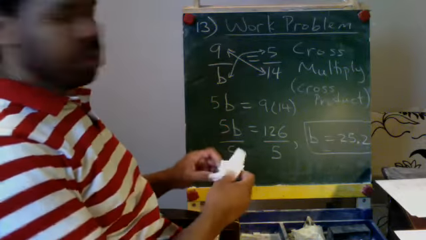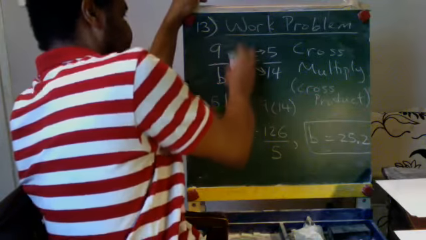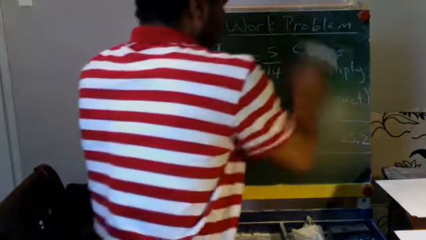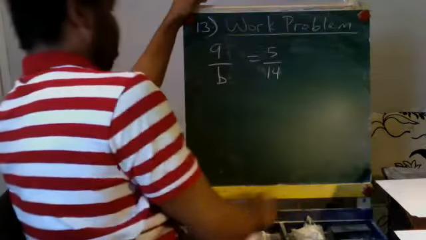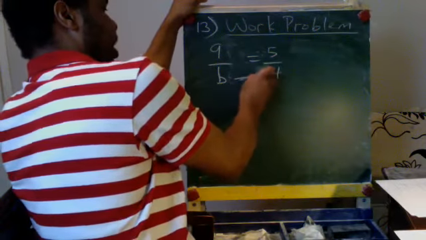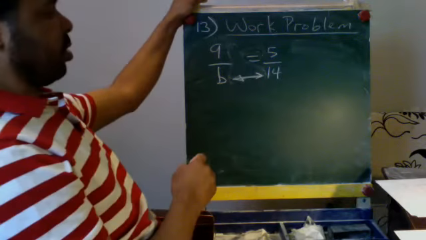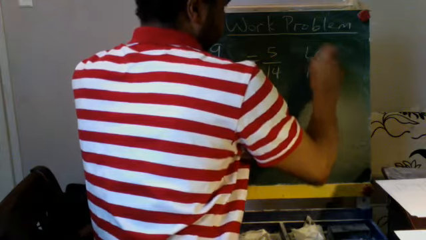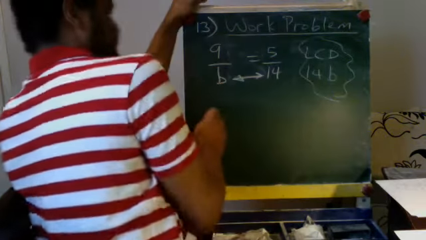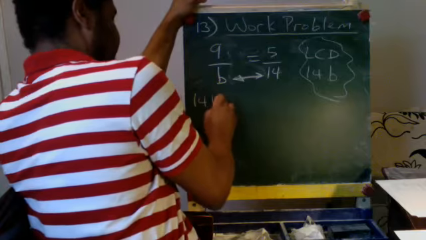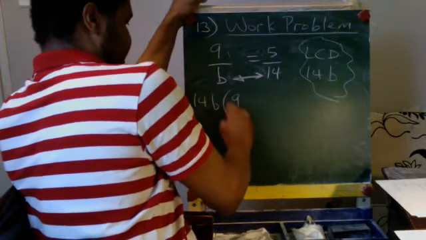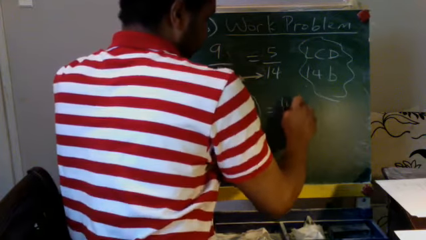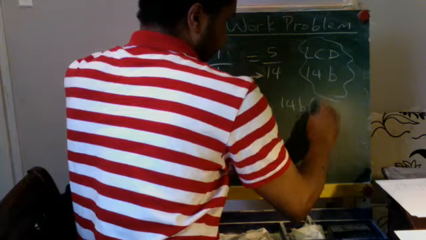All right, so for those of you who might not be happy with what I just did with cross multiplying, let's just use the algebra way, the way that we have been doing it in this college algebra course. Look at the two denominators. The LCD here would be just 14B. And so you're going to multiply by the LCD. So 14B times 9 over B is equal to 14B times 5 over 14.